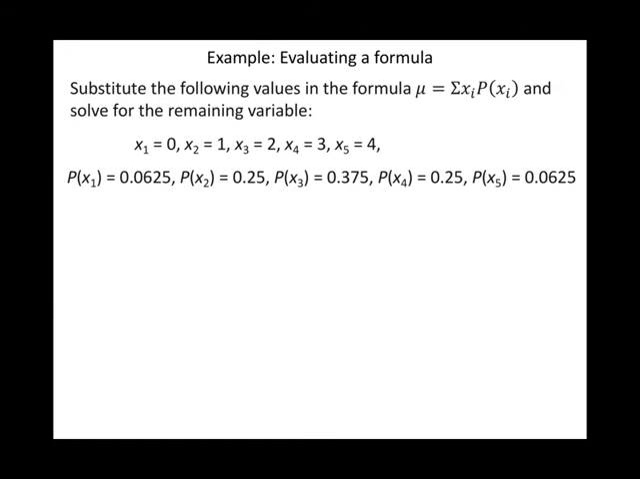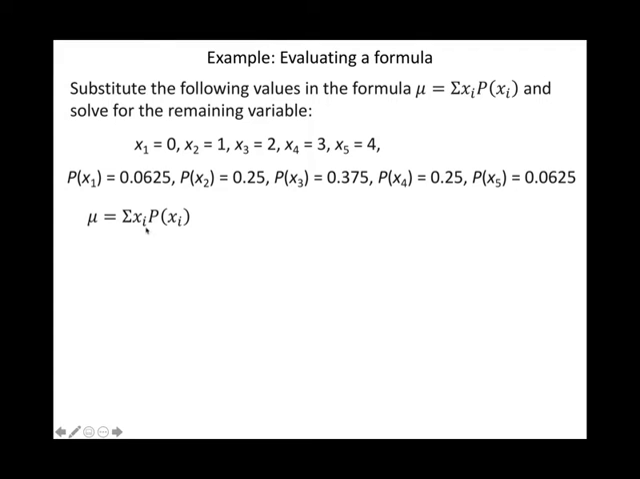Okay, example, evaluating a formula. Substitute the following values in the formula. You can see the mean equals the summation of xi times P of xi. First, remember this notation. This is called summation notation. It means you want to add it all up. And you're going to see the i in here. This means you want to plug in i equal to 1, i equal to 2, and i equal to 3.